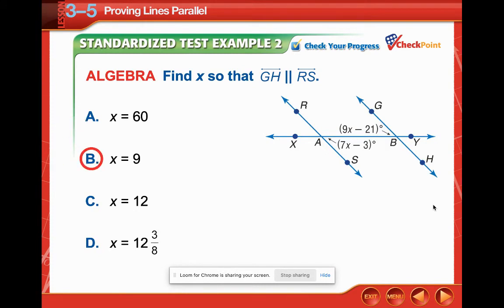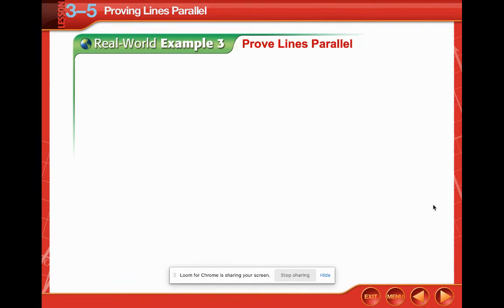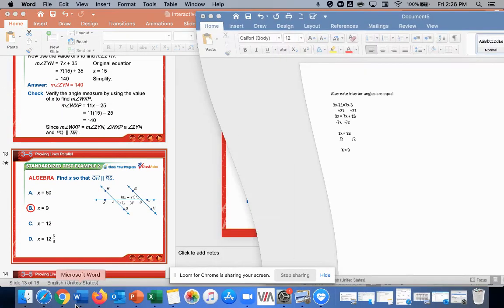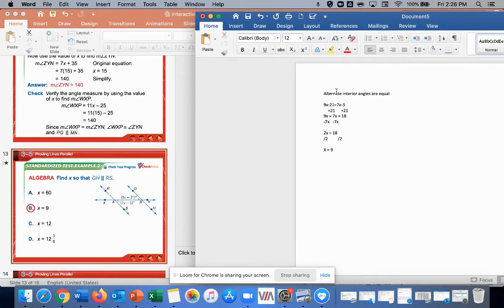All right. Let's solve this. Let me show how I solve this. Okay? All right. So alternate interior angles are equal. These are alternate interior angles right here. So assuming these are parallel lines, the alternate interior angles have to be equal. So we set them equal to each other.